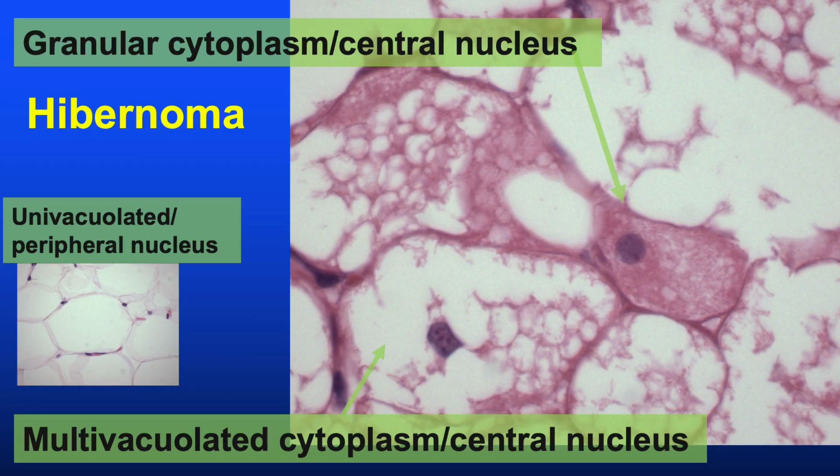There are varying appearances depending on the degree of differentiation. So the more immature cells will have granular cytoplasm and a more centrally situated nucleus. Eventually they become more multivacuolated and finally univacuolated with a peripheral nucleus like a mature adipocyte of white fat.